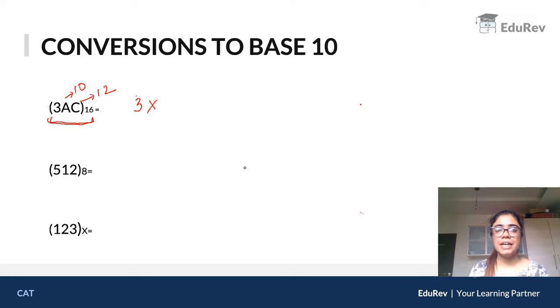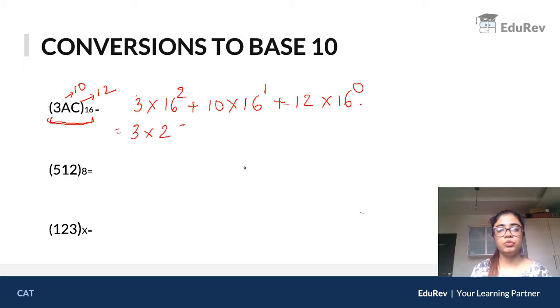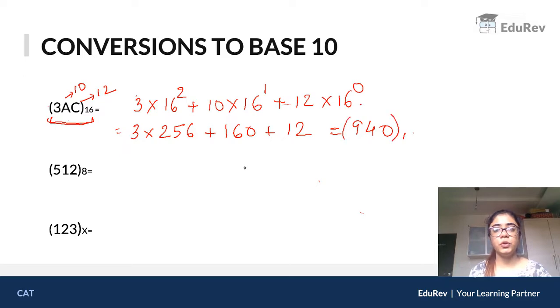I'll write 3 into 16 square because your base is 16, plus A will be written as 10 and that will be into 16 raised to 1, plus C is 12 into 16 raised to 0. Now this will be 3 into 256 plus 160 plus 12. So the value comes out to be 940. So this is 940 to the base 10. So 3AC in hexadecimal is 940 in the decimal system.